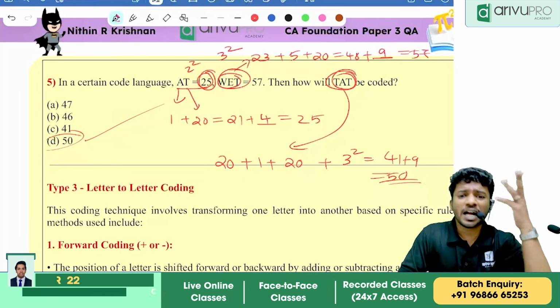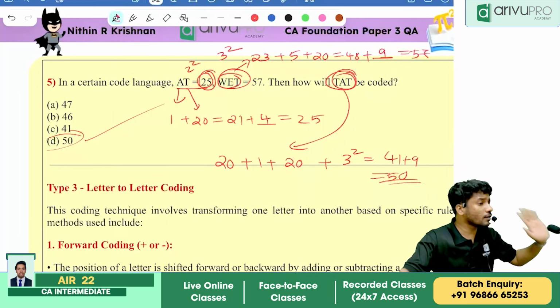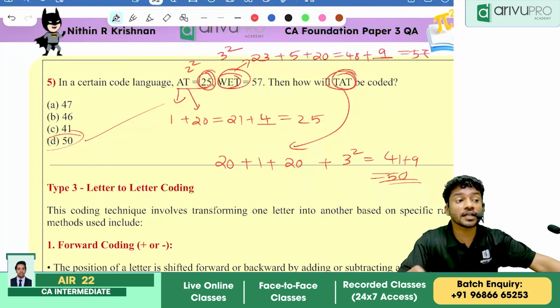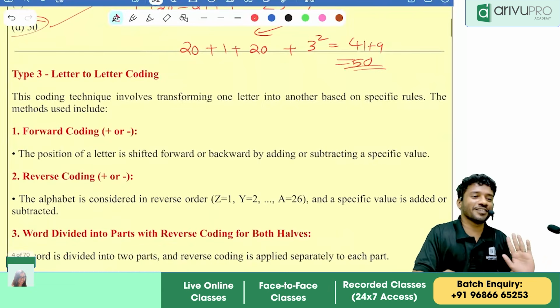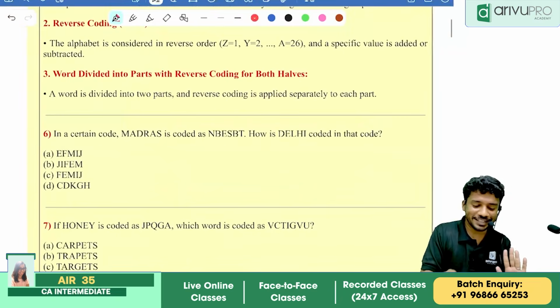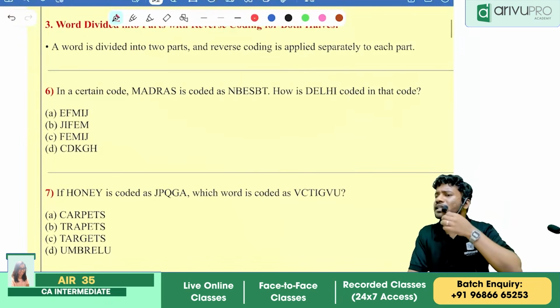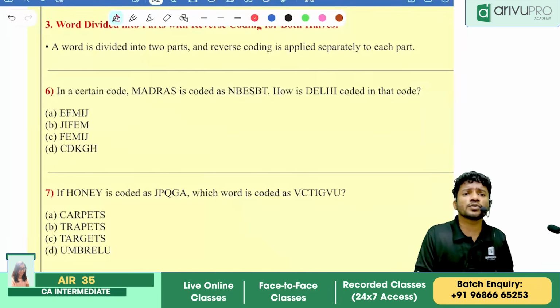Is this clear? And these are the worst questions which can come from coding and decoding, other than number series. Number series, whatever question comes, will be a worst question. Usually we will not get the pattern. That is the usual pattern in number series. Next one is letter to letter coding.